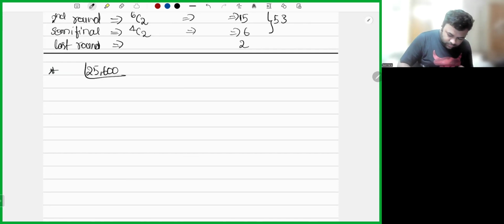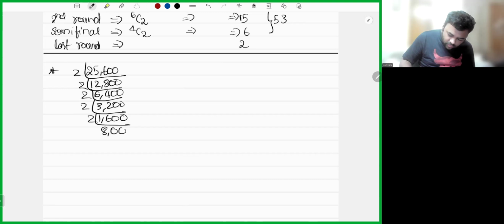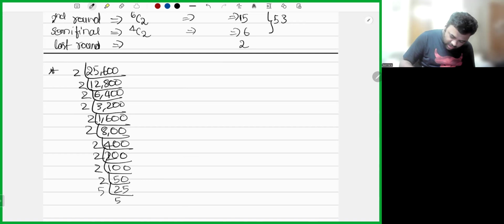25,600. Let's divide by 2. 12,800. Let's divide by 2. 6,400. Let's divide by 2. 3,200. Let's divide by 2. 1,600. Again, let's divide by 2. 800. Let's divide by 2. 400. 200. 100. 50. 25. 5. 1, 2, 3, 4, 5, 6, 7, 8, 9, 10.